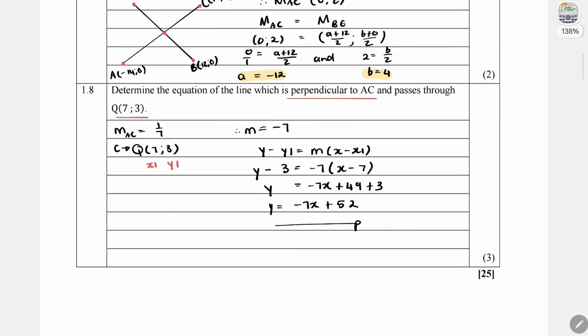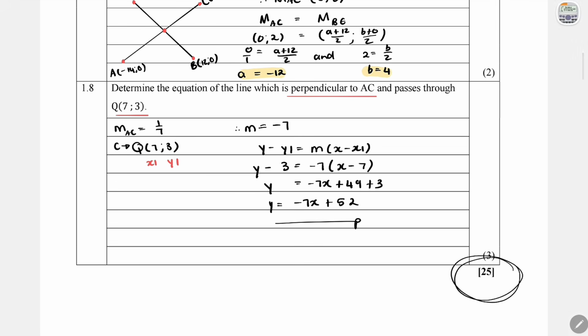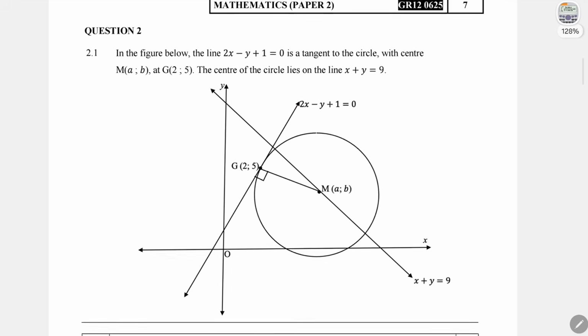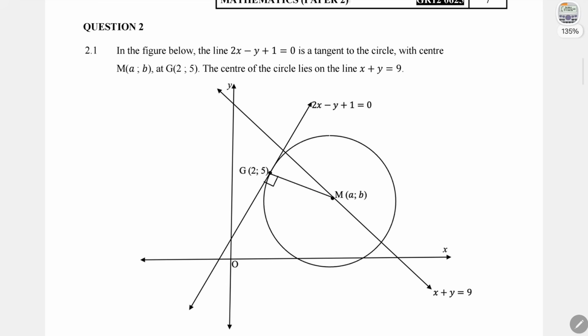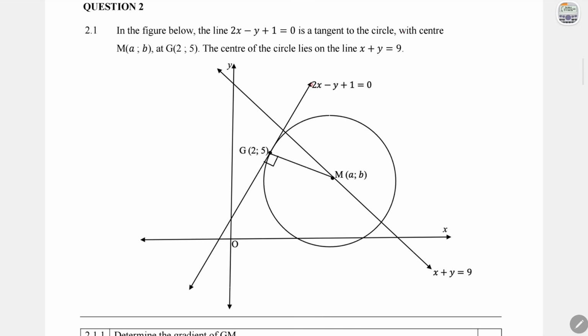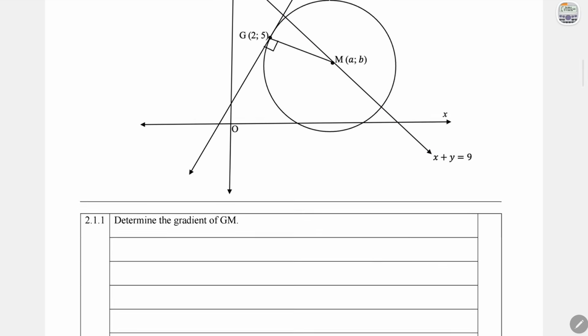And that is it for question 1, which is a total of 25 marks. Question 2, 2.1 says, in the figure below, line 2x minus y plus 1 is equal to 0 is a tangent to the circle with the center M at G. Okay. The center of the circle lies on the line x plus y is equal to 9. Okay, and that's all the information they give us.